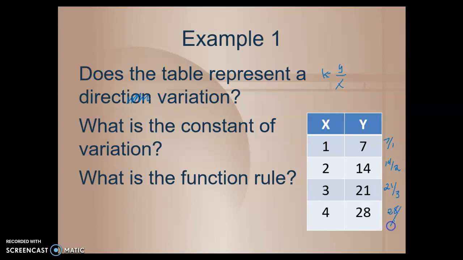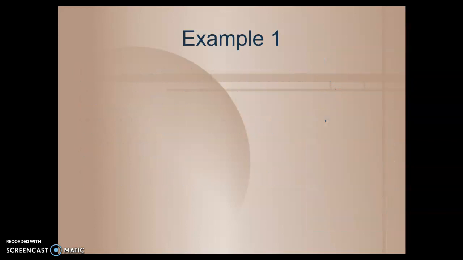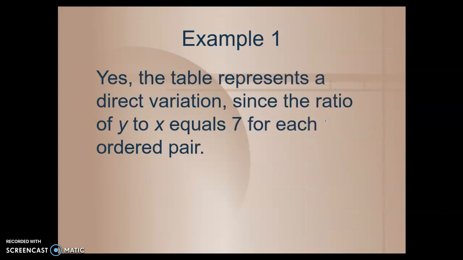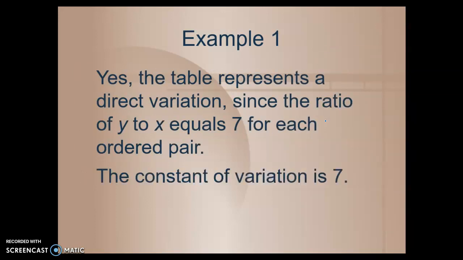28 divided by 4 is 7. So every y value divided by every x value gives this constant of variation. And what is the constant of variation? Well, we just said it. It was 7 for every ordered pair.